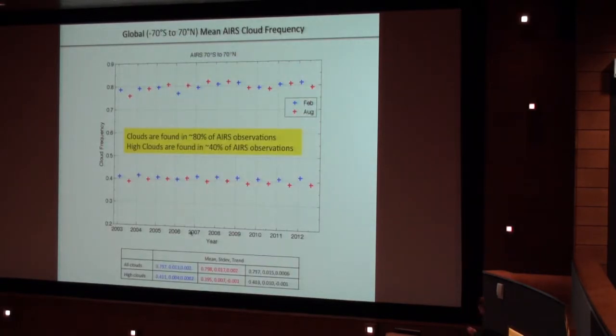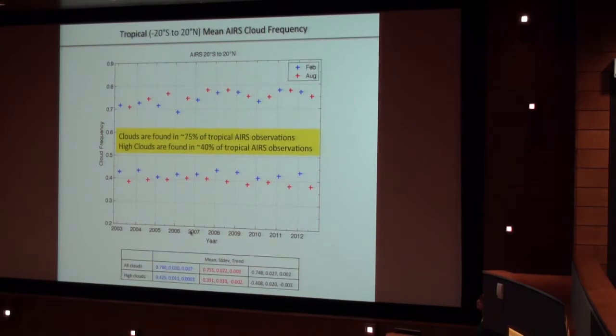So this is now the overall, near-global average cloud frequency for these 10 years. From that we can see that clouds are found in roughly 80% of the Earth observations, and high clouds are found in roughly 40% of the Earth observations. The same figure now for the tropics. We have about 75% of clouds and 40% of high clouds.